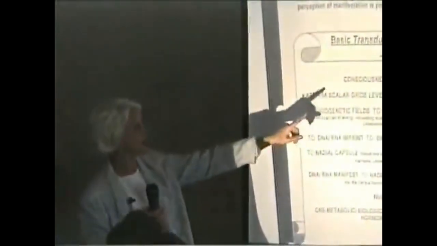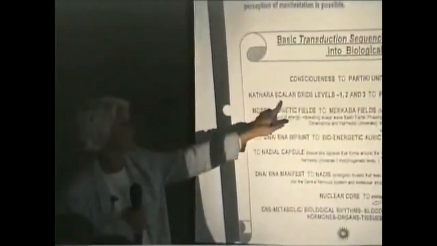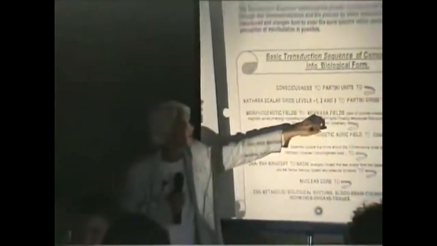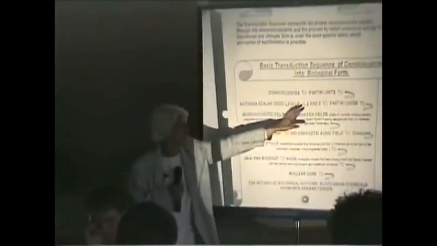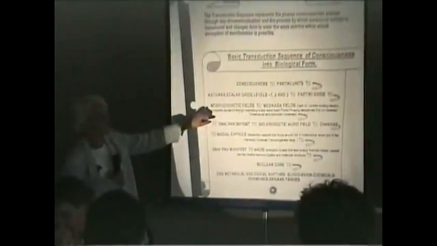Okay. The transduction sequence is the process by which the consciousness currents pass through the different phases we've talked about, from consciousness to particle units, which are particae, particae, particum, into chelons, to Cathara scalar grids. Okay, these are the Cathara grids, levels 1, 2, and 3, which would be the 12-tree grid, the crystal seals grid, and the dyadic grid. Then these are considered particle grids, and it goes into more advanced developed chelon or particle grids. Morphogenetic fields, that's another word for chelon field, which are the crystallized, three-dimensional crystallized portions of the template.